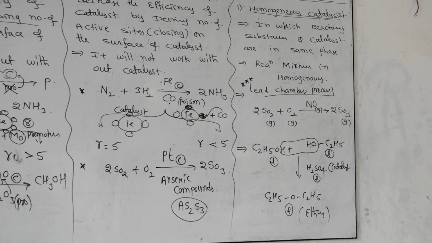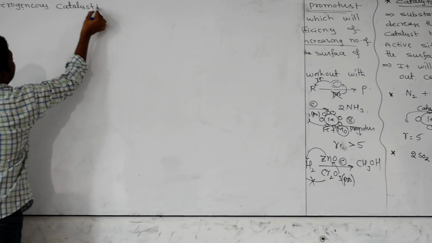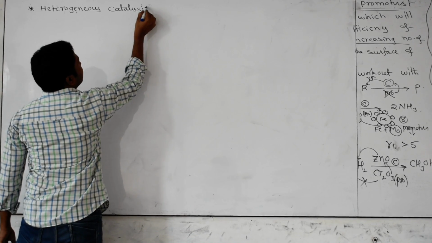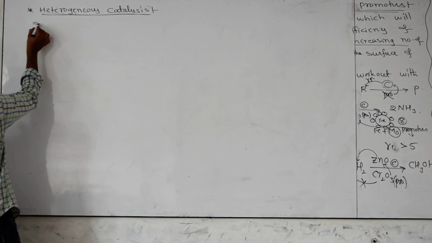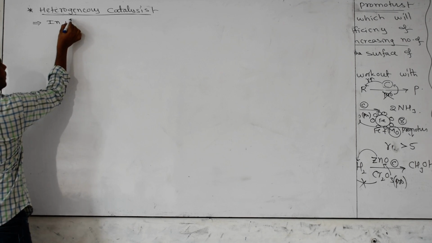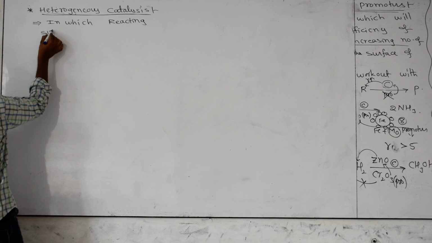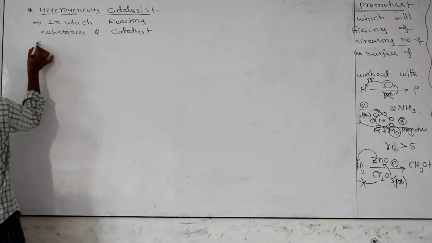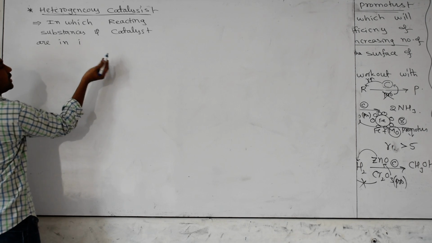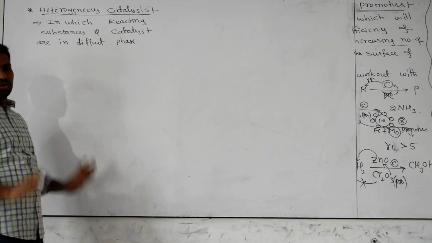Now, how to see heterogeneous catalysis? Heterogeneous. See now, for listening it is very easy, but later we have to practice very carefully because they ask these only in competitive examinations. Heterogeneous catalysis. What is the meaning of heterogeneous catalysis? A catalysis in which reacting substances and catalyst are in more than one physical state or in different phases. Different phases means different physical states, meaning there may be more than one physical state.